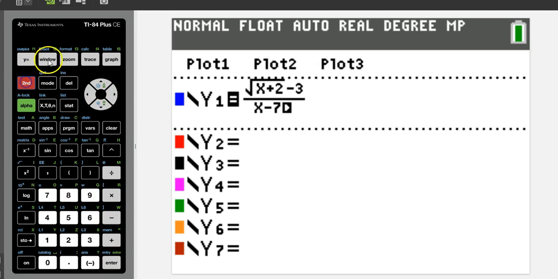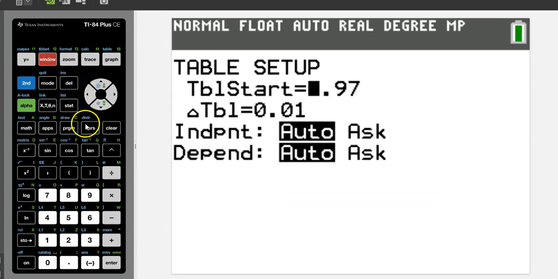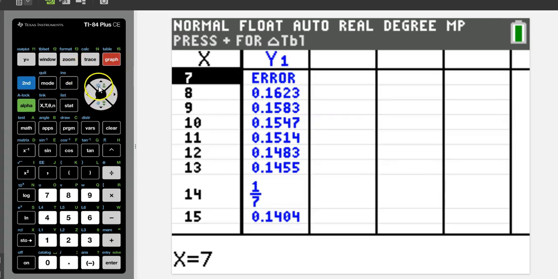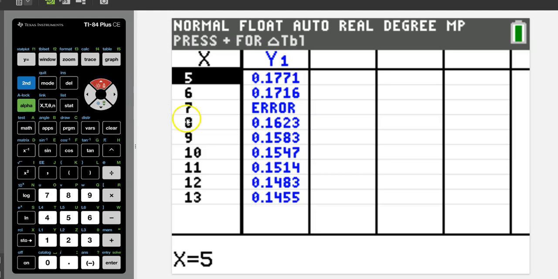Okay, let's take that approach one more time. We'll go second table set. Let's get near 7. We'll keep our table going by 1s to start and then just see what happens. Again, the reason I'm starting it at 7 is that's the value that x is approaching in my limit. So I'll go second table, check it out. So we know there's an error at 7, but what's it approaching?